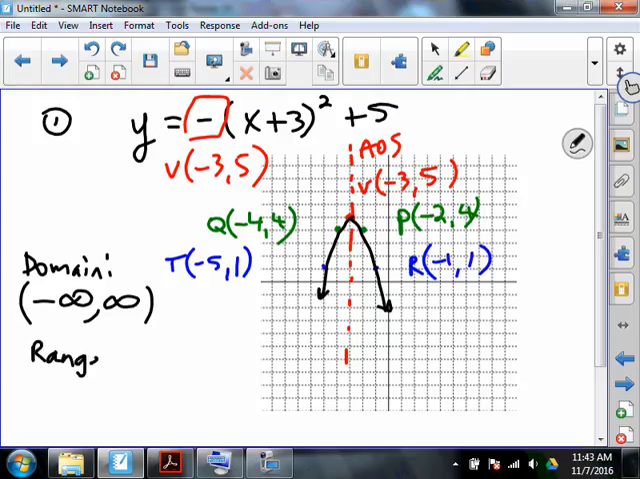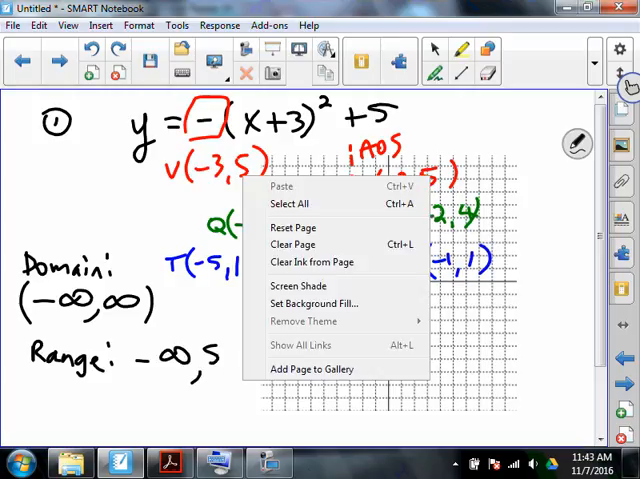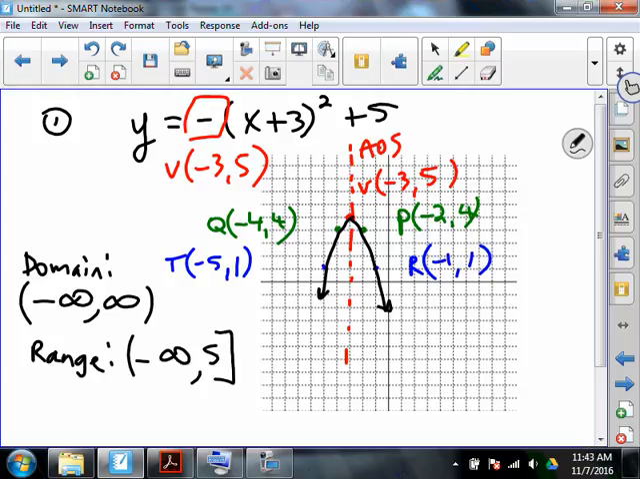This particular function opens down. Remember, small number, big number. How about negative infinity clear up to the max, which is 5, and it does include that 5. And write the equation of the axis of symmetry. Axis of symmetry, x equals negative 3. So that's the first question. That's worth 10 points. The next question asks you to take that function and put it in standard form.